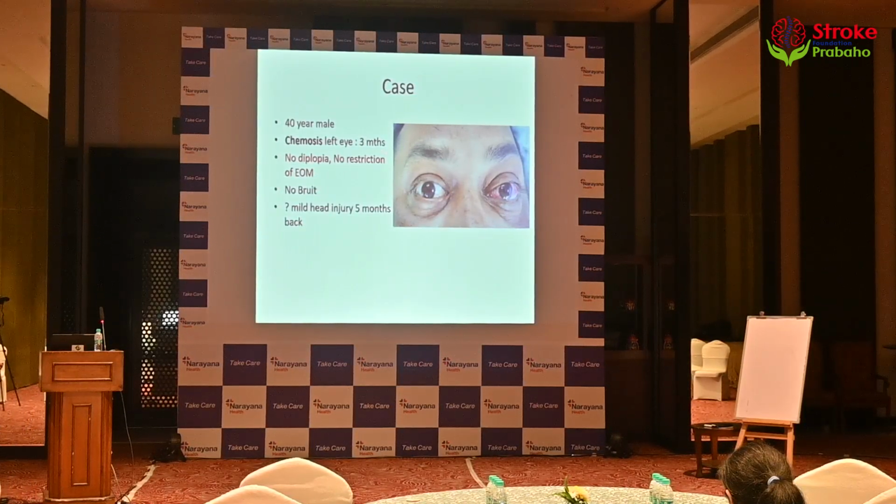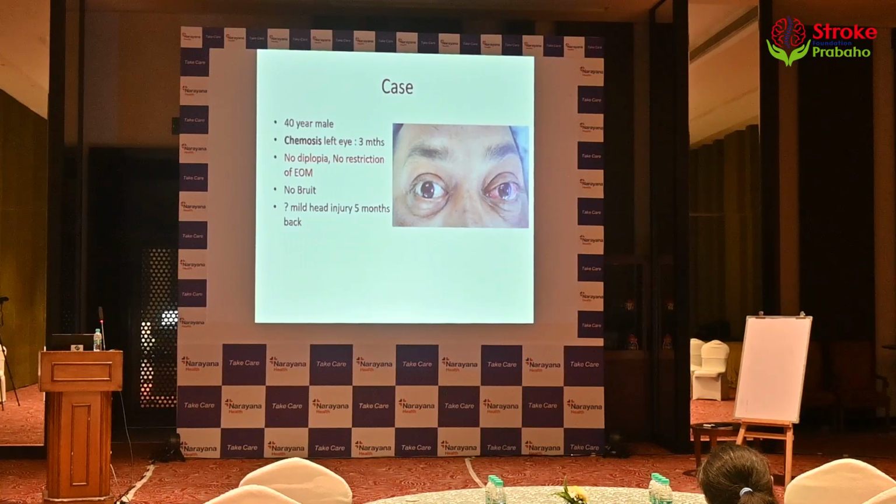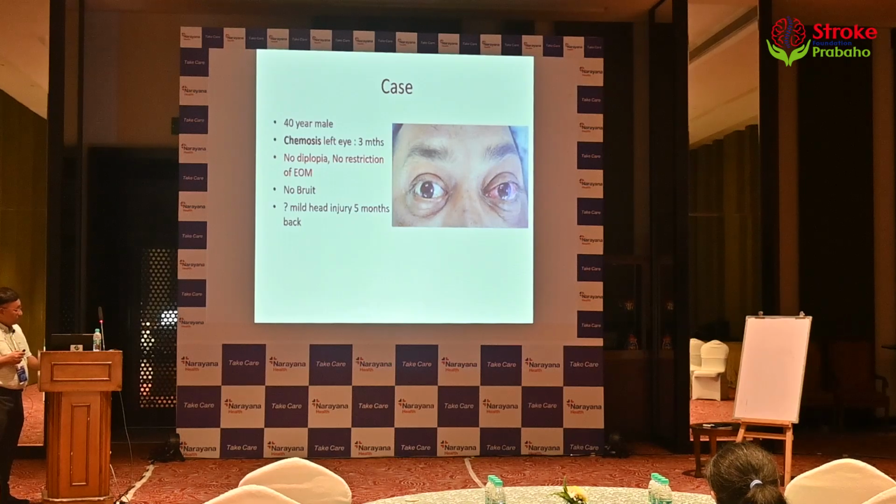A 40-year-old male, and the patient has chemosis on the left side. There was no diplopia, no restriction of extraocular movements, and no bruit. So we can understand, if the patient presents with only chemosis, it is very difficult to say which type of disease it is, and usually they are referred from one ophthalmologist to another, and it is diagnosed as chronic conjunctivitis. On further questioning, the patient told of a mild head injury 5 months back, but it was very mild, and on repeated asking, the patient tells there is some injury.